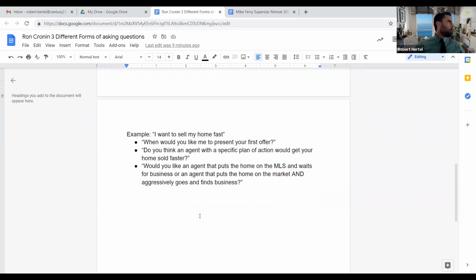Who would like to try one? Who would like to do this as an example? I'll write the question, and you can either type it in the chat box or unmute yourself. The seller says, "I want to get the most money possible." How could you respond to that in one of these three formats when a seller says, I want to get the most money possible? What would be an example? You could choose any of the three.